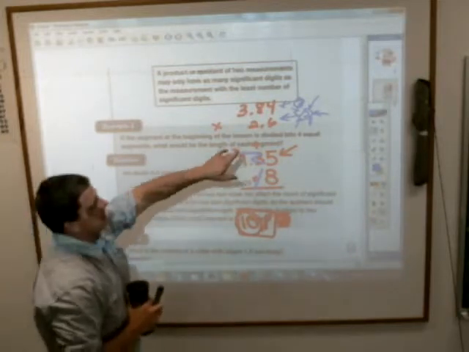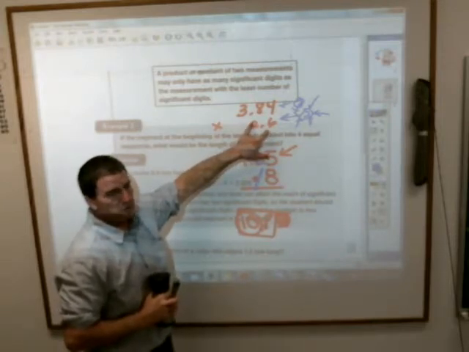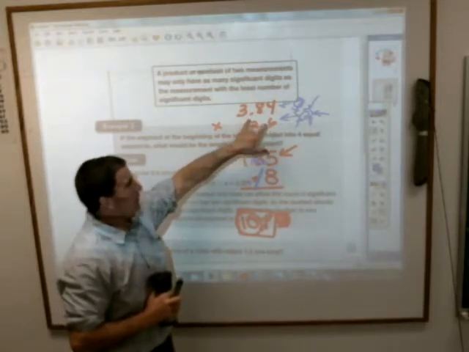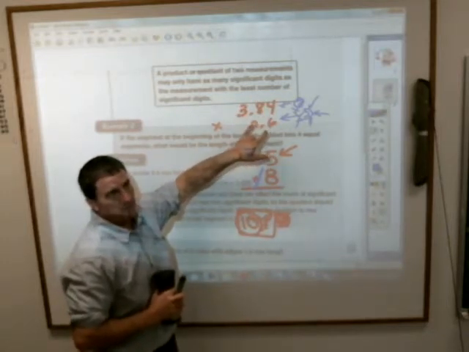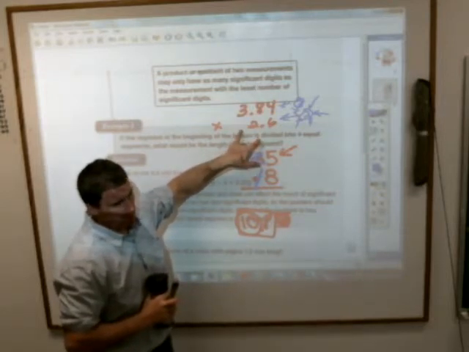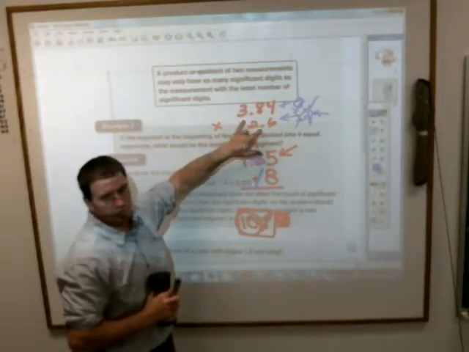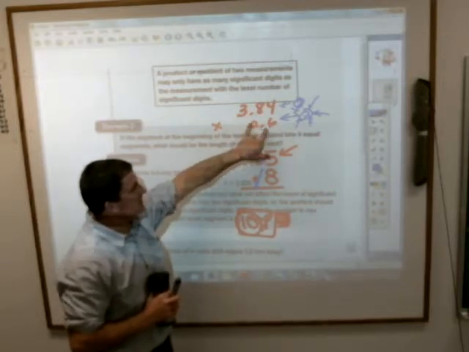Because this is the least accurate one that you have to go by. If you went by this one, then you'd be giving somebody an answer that might look more accurate than it really is. Okay? It's like your team is only as strong as its weakest link. You can't be stronger than the weakest link. And this is the weakest link.